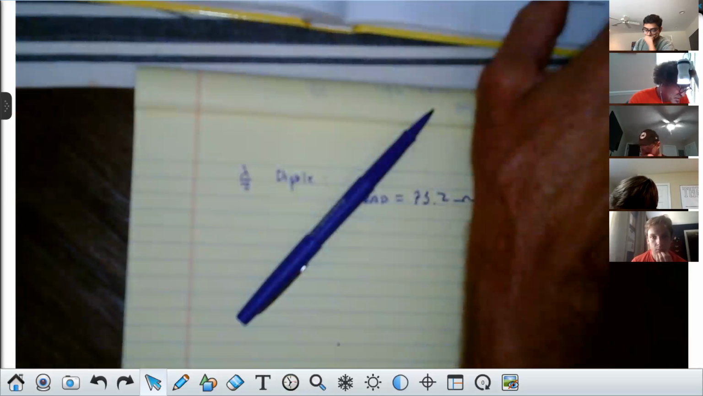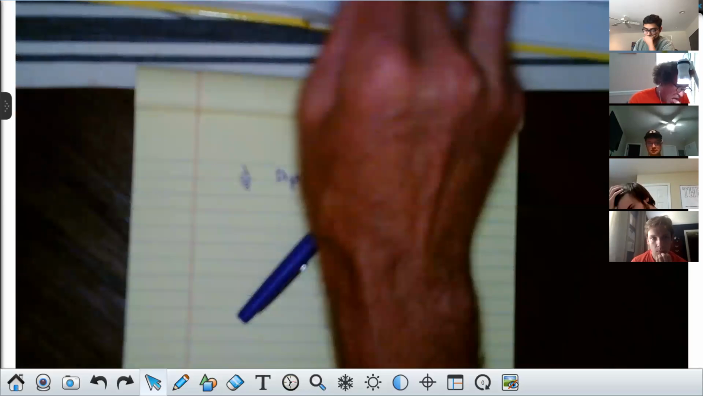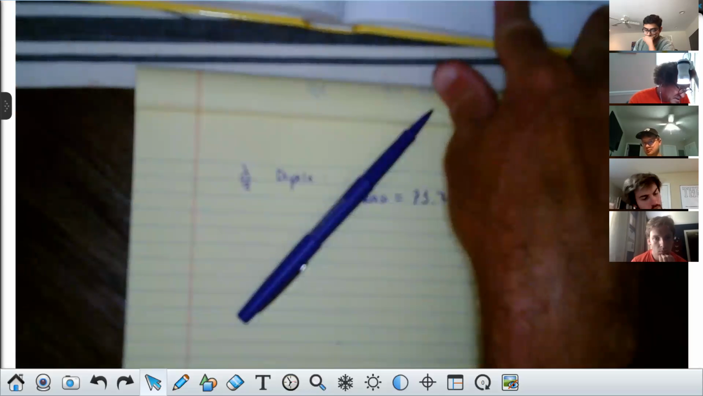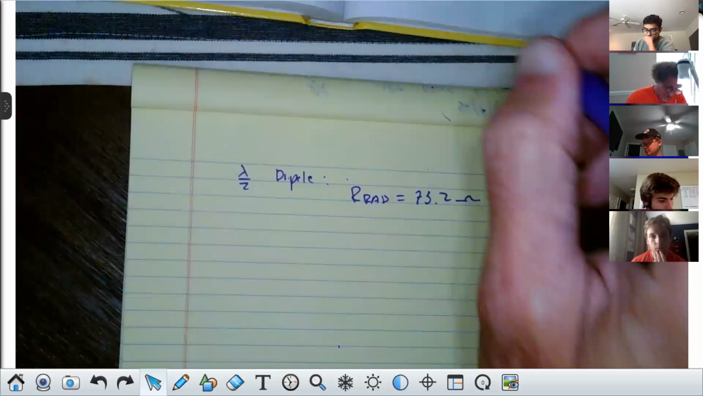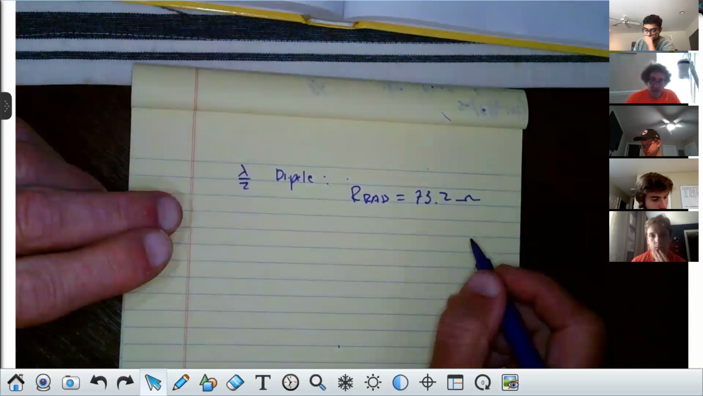This half-wave dipole is on page 458. 73.2 ohms is equation 8.84 on page 460. But now I have something else to tell you.